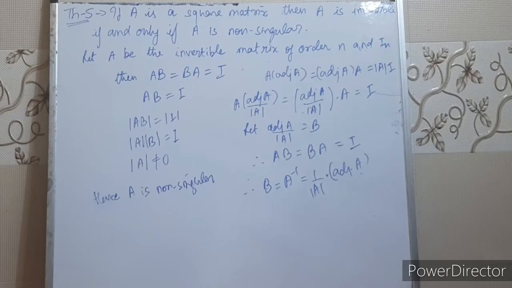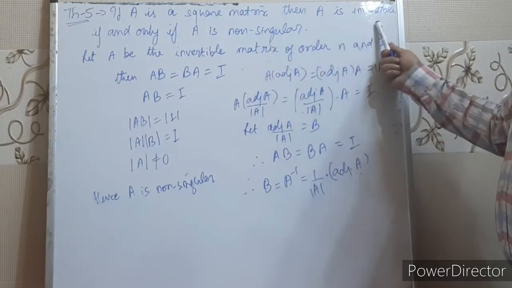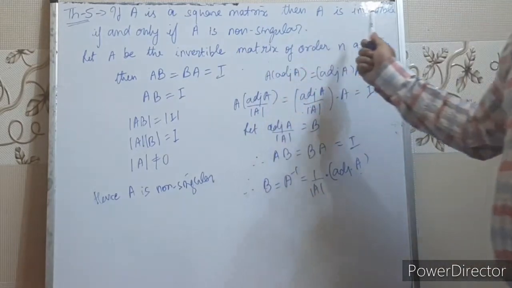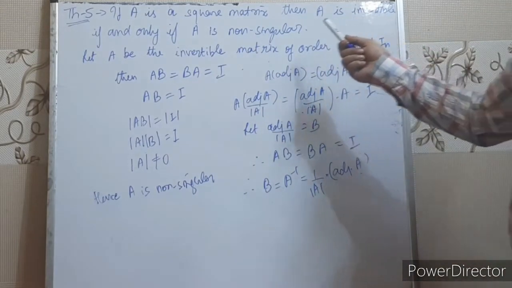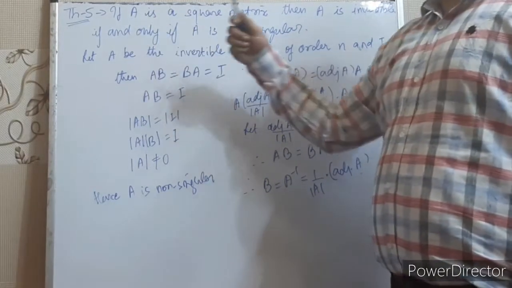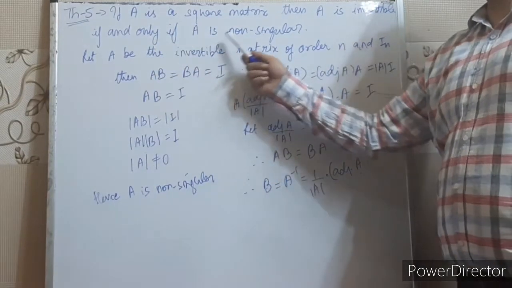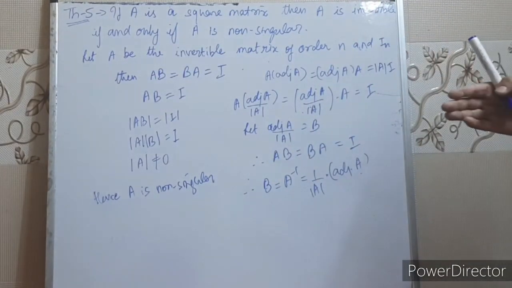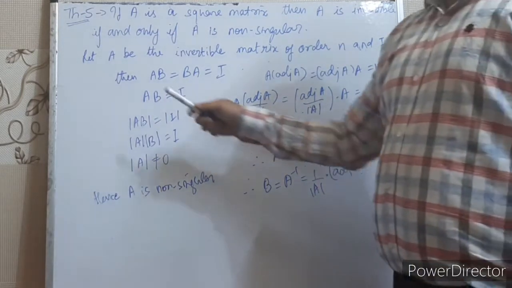Now children, in the next theorem we will see that if A is a square matrix, then A is invertible if and only if A is non-singular. This is a theorem. That means A is invertible, meaning the inverse of A will exist only and only if A is non-singular. That means only when the determinant of A is not equal to 0 can the inverse of A exist. Right children? So what will we assume?